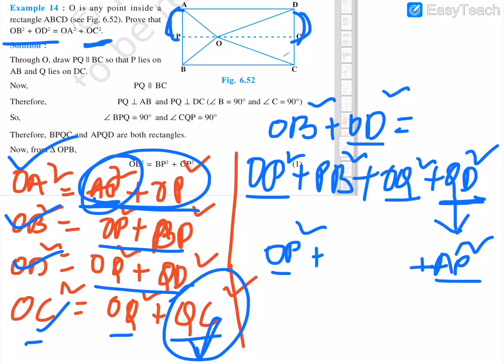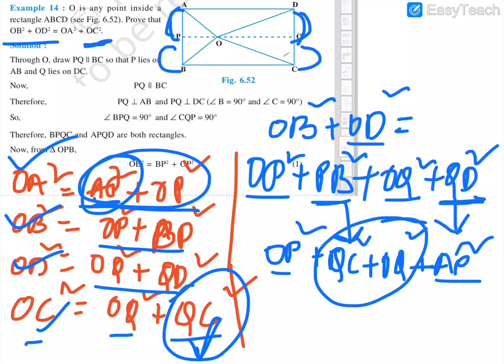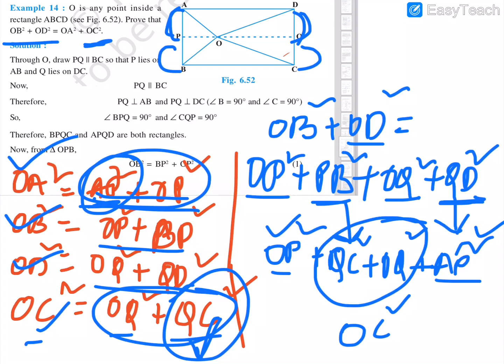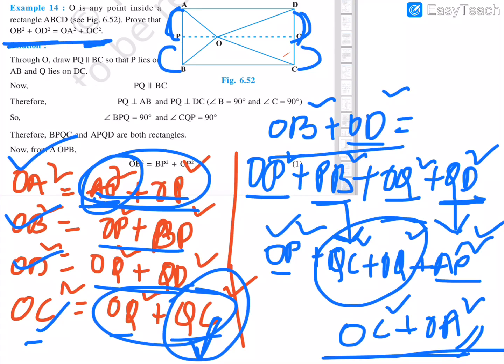Similarly here we need QC square, and what we have is PB. So PB we can write as equal to QC. In the place of PB you can write QC square plus OQ square. Now QC square plus OQ square is OC square. Similarly OP square plus AP square is equal to OA square. So this is what we need to prove: OB square plus OD square is equal to OC square plus OA square. So that's how we have proved.